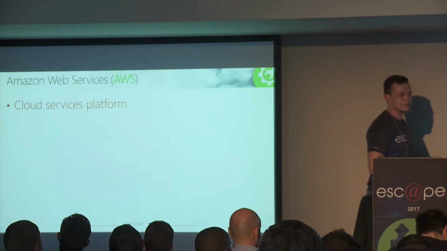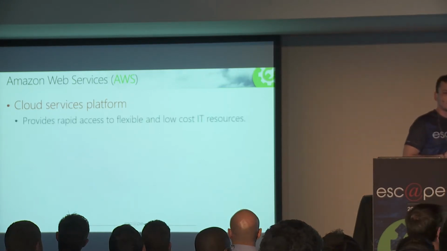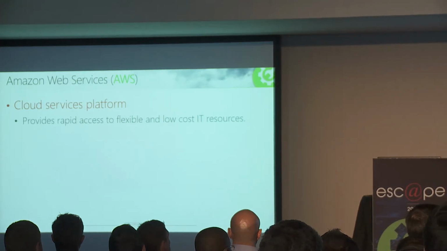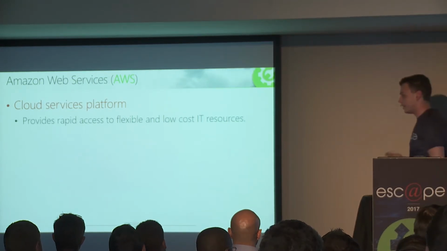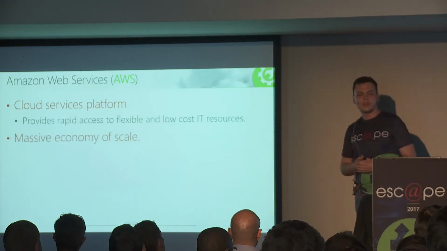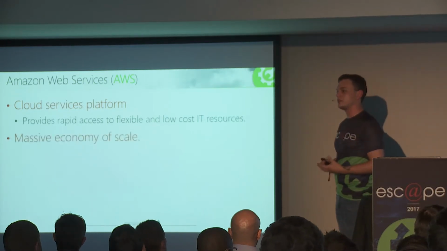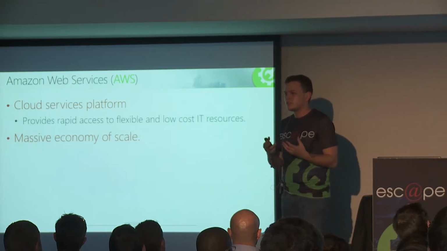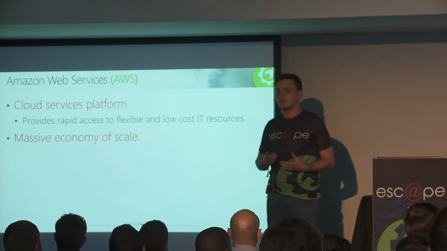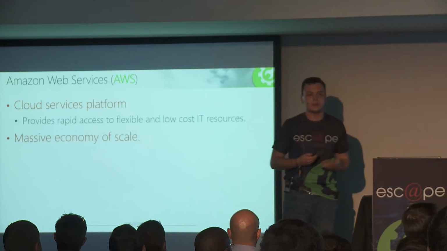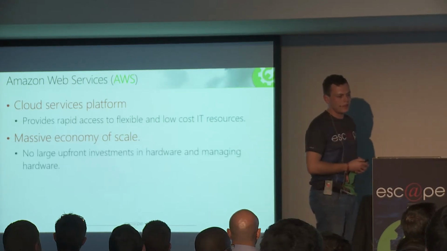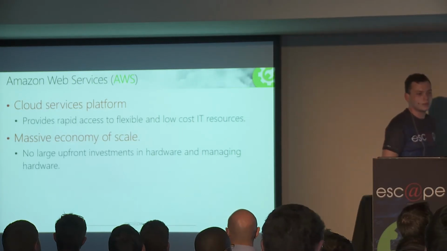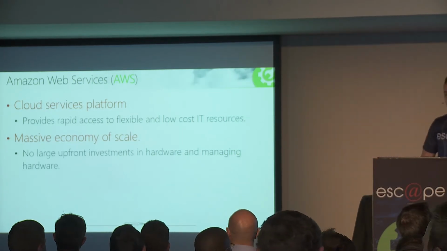So what is AWS? AWS is a cloud services platform that makes the provisioning of IT resources very rapid, and it's very flexible, and it comes at a very low cost. Because of this massive economy of scale, so when I speak about economy of scale, I just mean that there's so much of this resource that it becomes much cheaper, it becomes a commodity. And now I don't have to make that large upfront investment in building my own private data center.